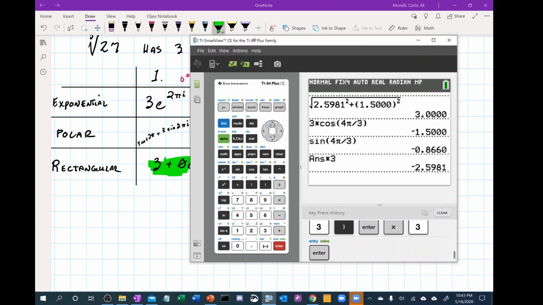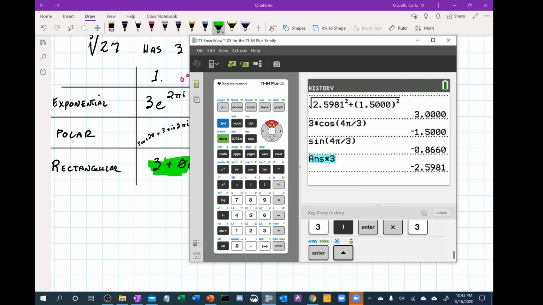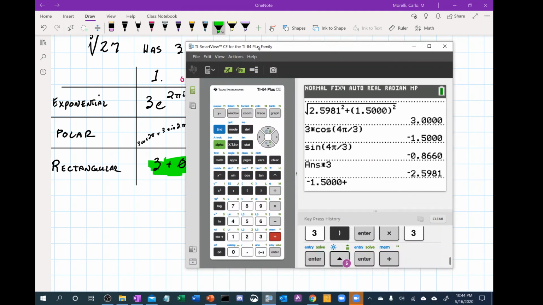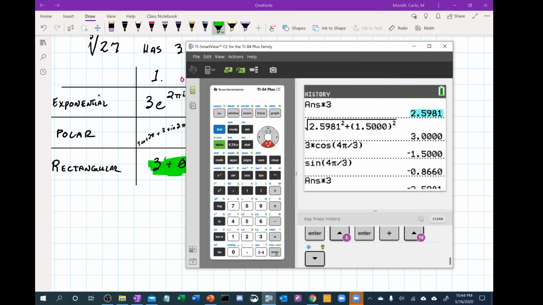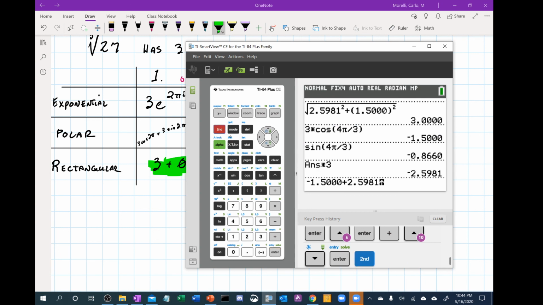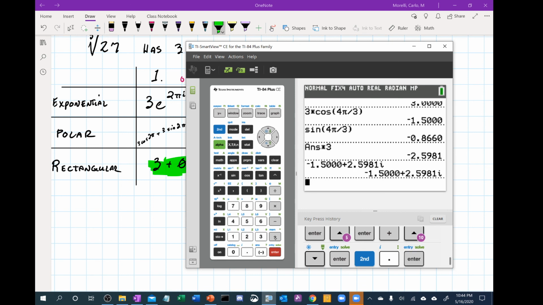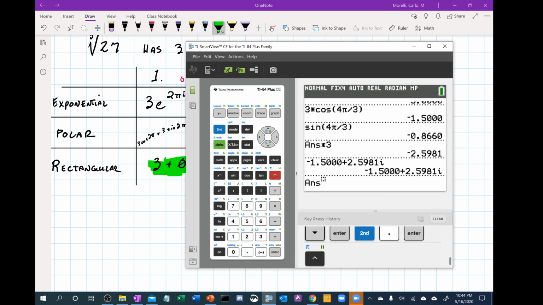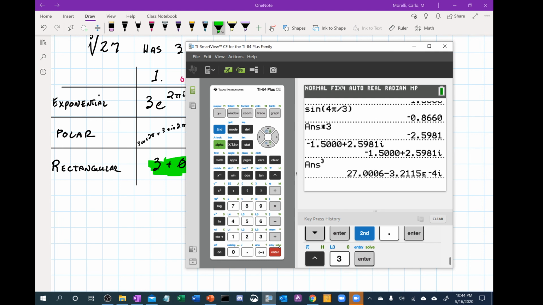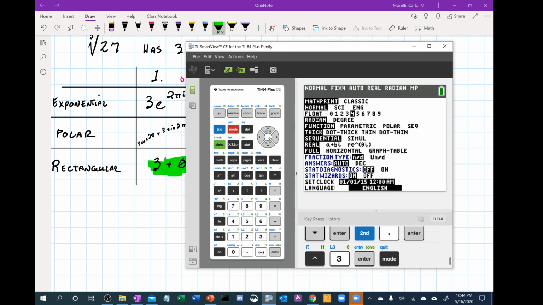Okay. So here, let's do this. Let's go build this thing. There we go. Negative 1.5 plus 2.5981i. Okay. Now we're going to cube the answer. If this equals 27, my mind is going to be totally blown. Wow. That's so cool. Look, if you say, well, that doesn't equal 27, if I set the float to 0, it will.